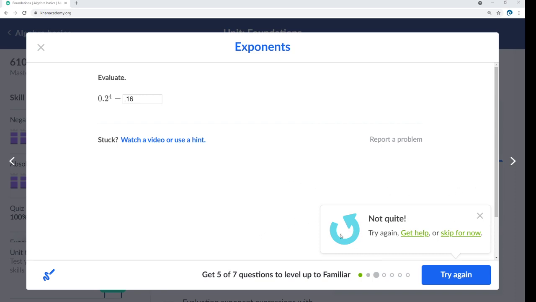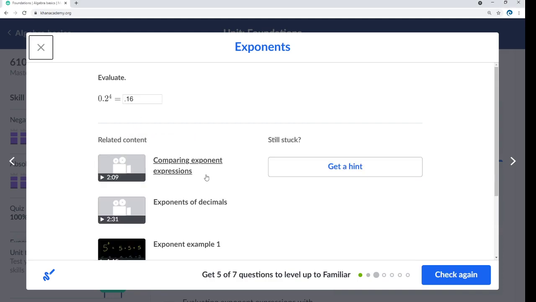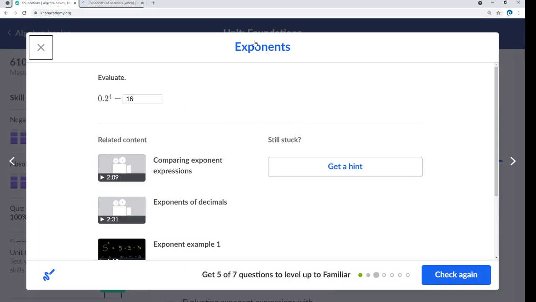Okay. 0.02. Wow. Okay, so I really did not understand this whole multiplication here, because this goes very, very deep. So times 0.2. Is it really? I want to watch the video on it. Exponents of decimals. We're gonna watch it.